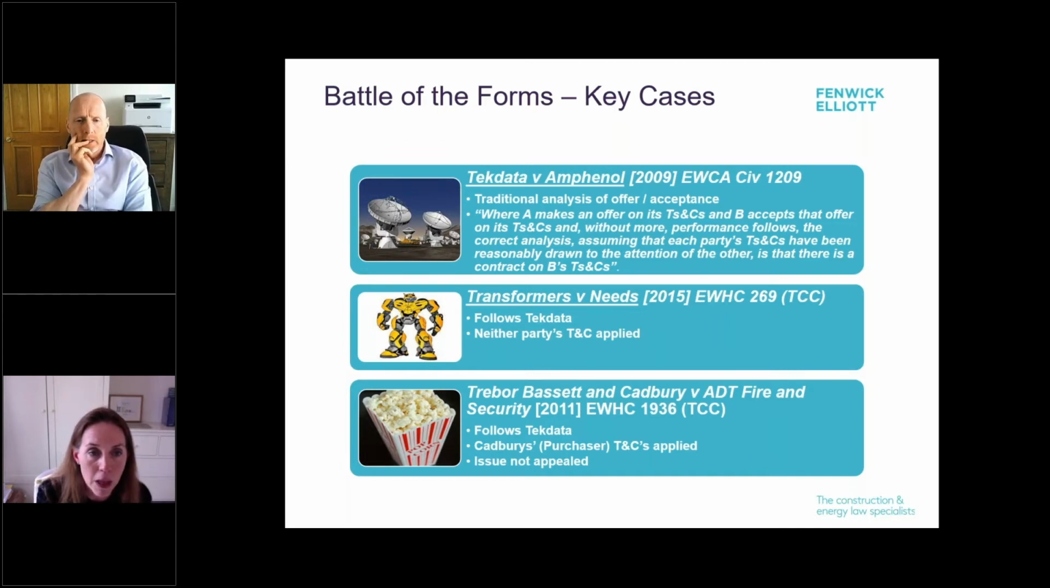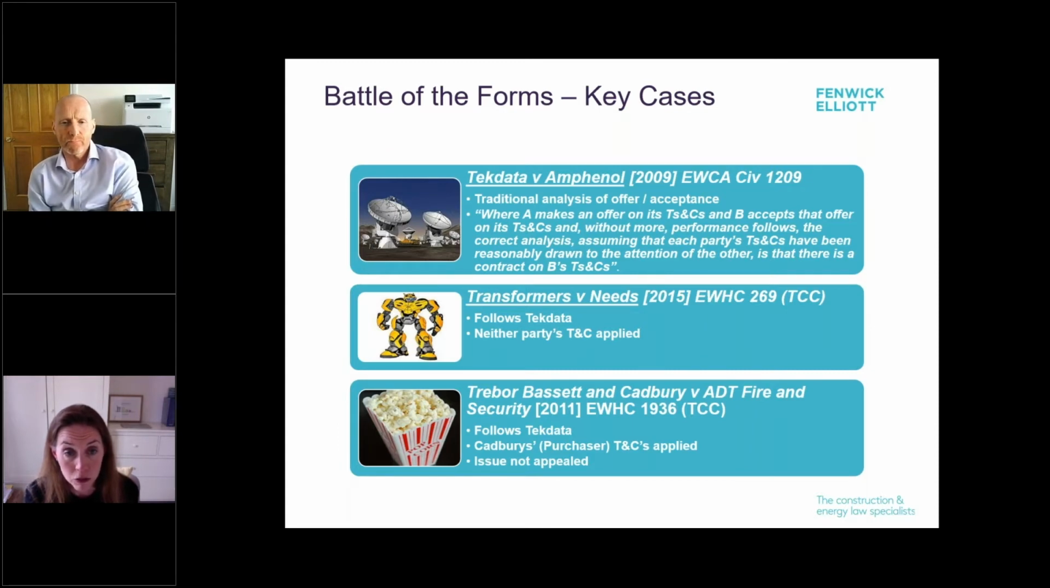The Court of Appeal made a statement which is often quoted and very useful for our purposes. It said, where A makes an offer on its T's and C's, and B accepts that offer on its T's and C's, and without more performance follows, the correct analysis, assuming that each party's T's and C's have been reasonably drawn to the attention of the other, is that there is a contract on B's T's and C's.